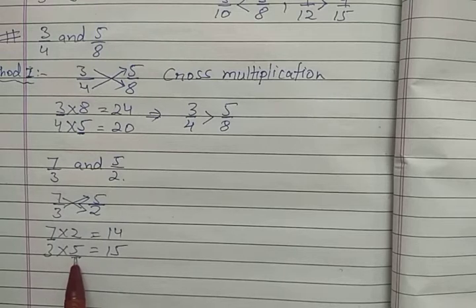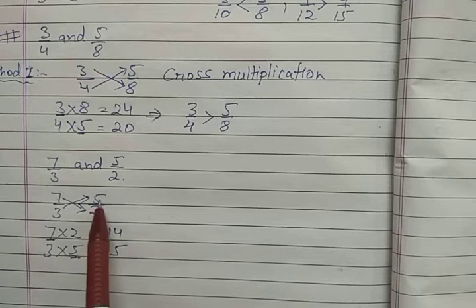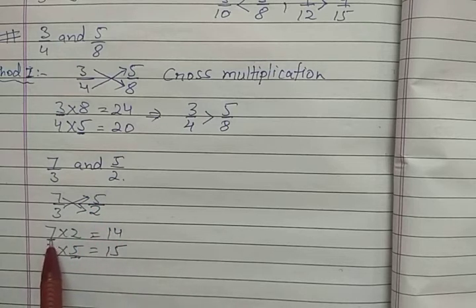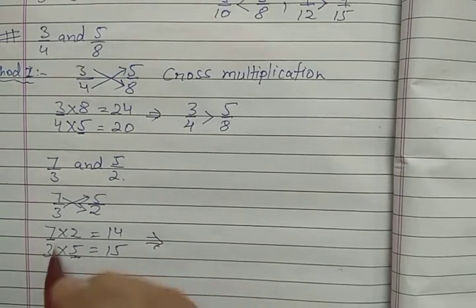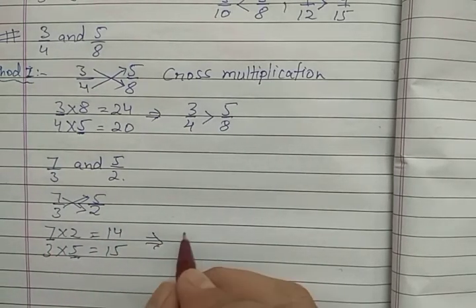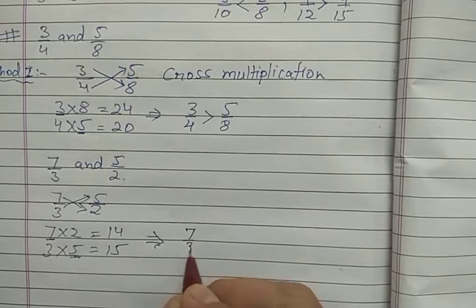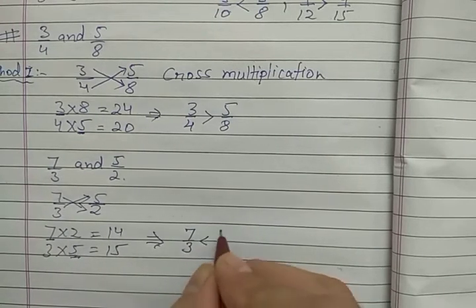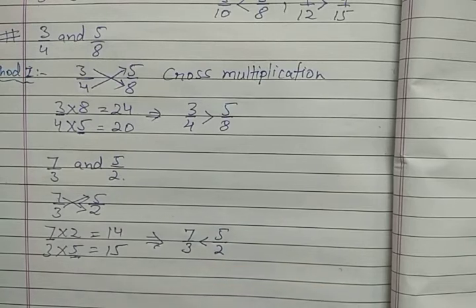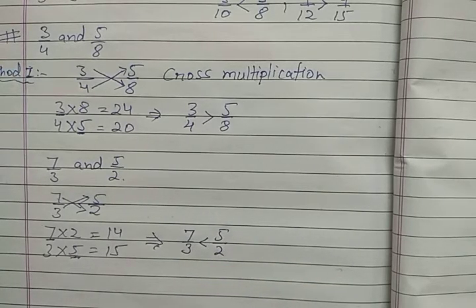So that means the fraction whose numerator was 5 will be greater, and the fraction whose numerator was 7 will be smaller. So here 5/2 is greater than 7/3.